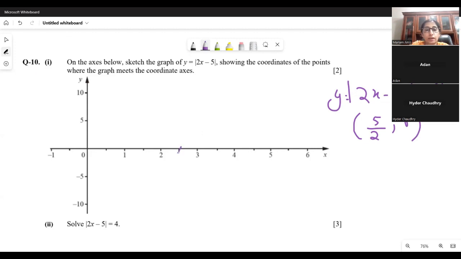And now let's find the y-intercept of this function. So for that, you equate x to 0, which gives modulus of minus 5, which gives 5.